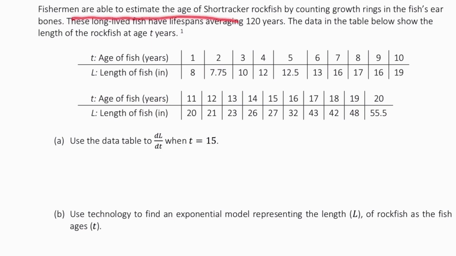So fishermen are able to estimate the age of these fish, I'm not going to try to pronounce, by counting growth rings in the fish's ear bones. These long-lived fish have lifespans averaging 120 years. The data table below shows the length of these rockfish at age t years. So here's the age in years and the length of the fish. And let's use the data table to estimate dL/dt when t equals 15.